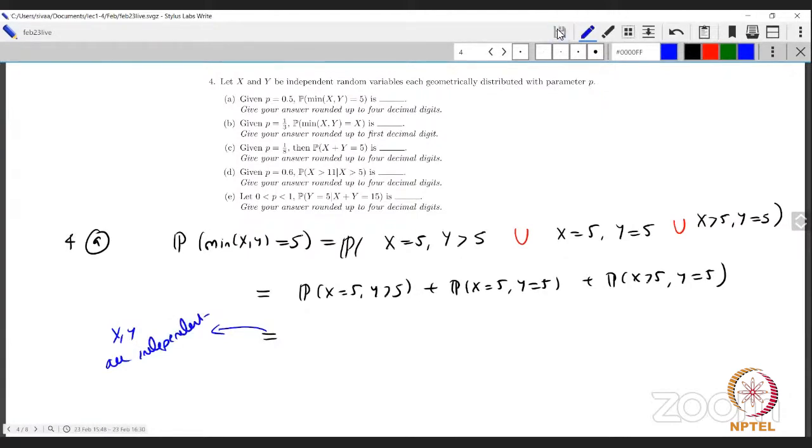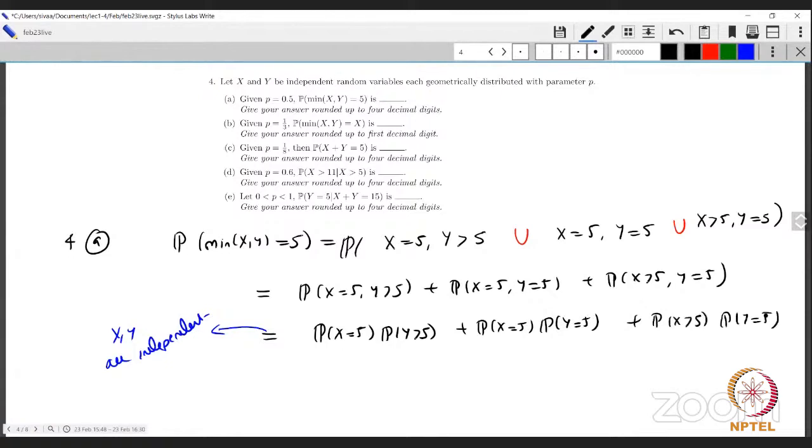Independent. So then what do you do? You write this as, sorry, independent. So then this becomes probability x equal to 5 times probability y bigger than 5, because they're independent events, plus probability x equal to 5 times probability y equal to 5, plus probability x bigger than 5 times probability y equal to 5, right? Because of independence.